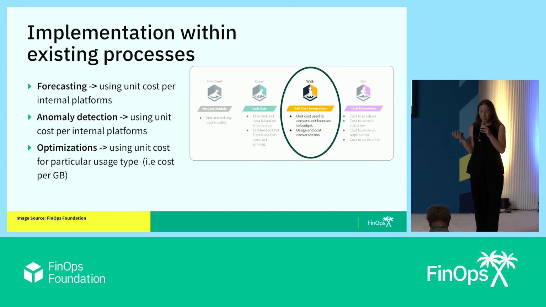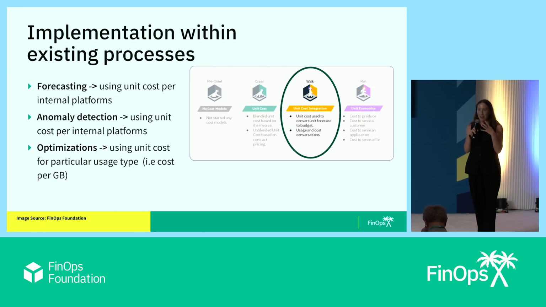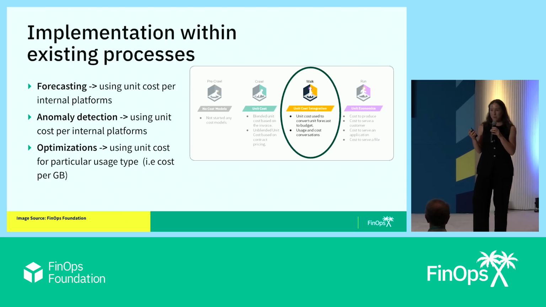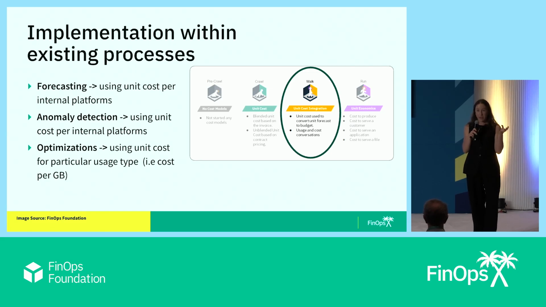Something like anomaly detection is also something where unit costs can help deliver value. And optimizations, that's the cost per gigabyte stored, cost per compute hour. We can see how optimizations help improve that unit cost. One example I have, where we were able to generate a lot more value than we even anticipated by implementing unit costs, was when I was working with a team on our existing anomaly process.